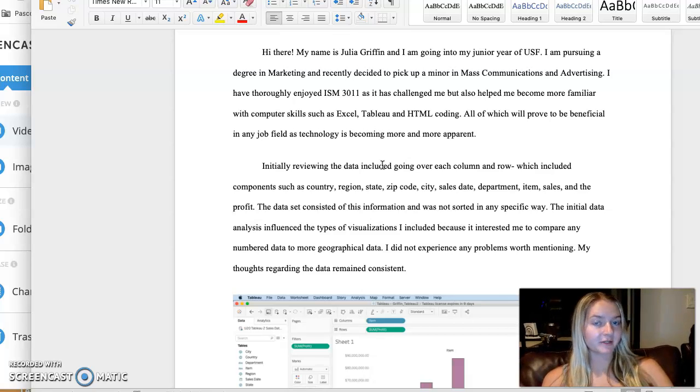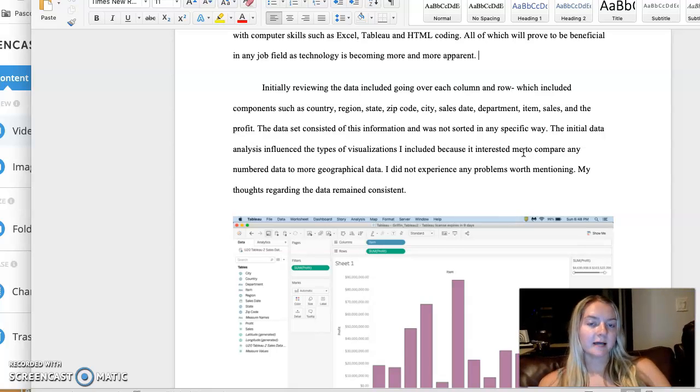I have thoroughly enjoyed my time in the ISM 3011 course as it has challenged me, but also helped me become more familiar with computer skills such as Excel, Tableau, and HTML coding, all of which will prove to be beneficial in any job field as technology is becoming more and more apparent.